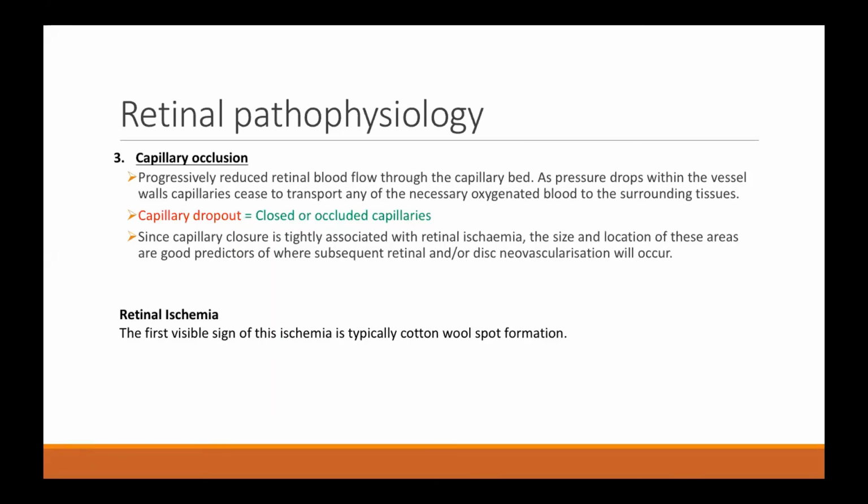Just to summarize that section: you've got the loss of the pericyte cells, which leads to microaneurysms, which leads to breakdown of the blood-retinal barrier, and that causes increased permeability, and you get leaking, which causes the drop in the pressure within the vessel. That leads to capillary closure, and then you get ischemia, and cotton wool spots are the first sign of ischemia. So we've got two more signs to get through.